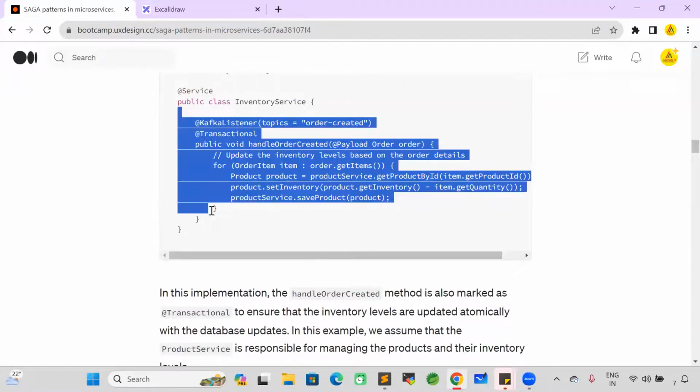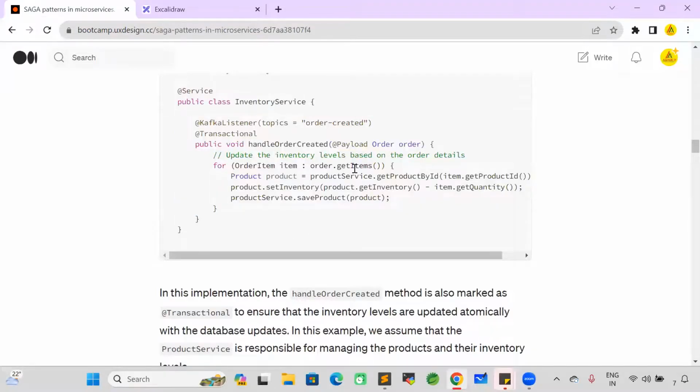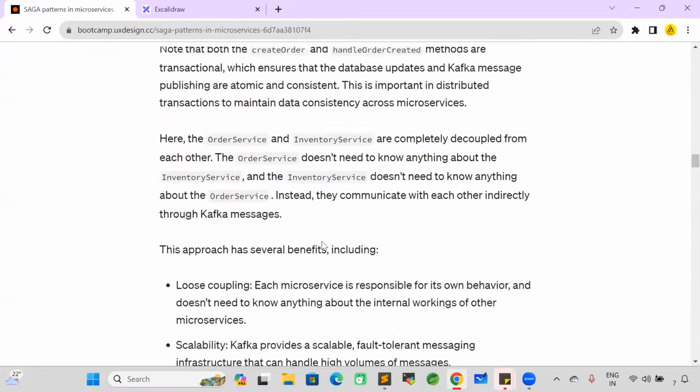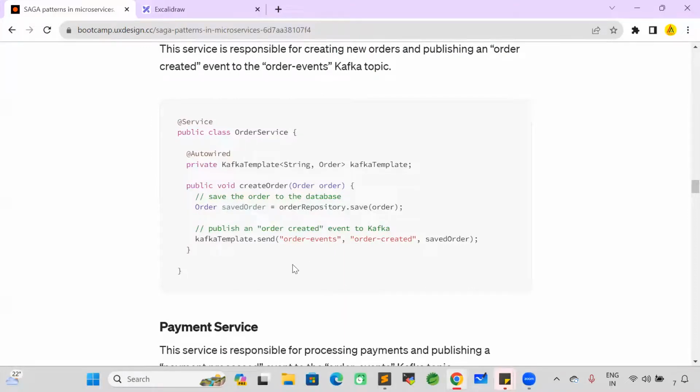It is listening to the order created event. Then it is getting the order information. What are the orders available? It will check each order in the inventory service. Once it is done, then it will go to order fulfillment service. It will send one message to the Kafka topic.